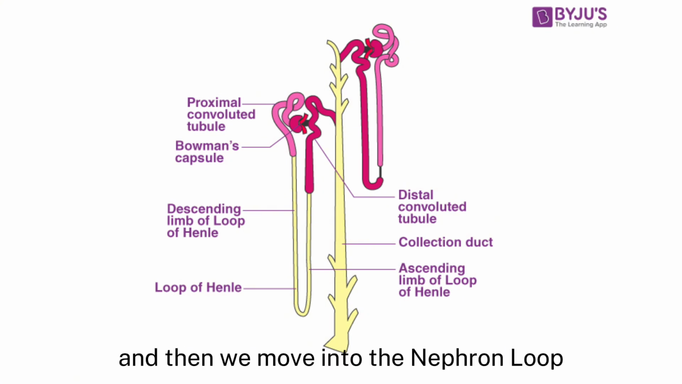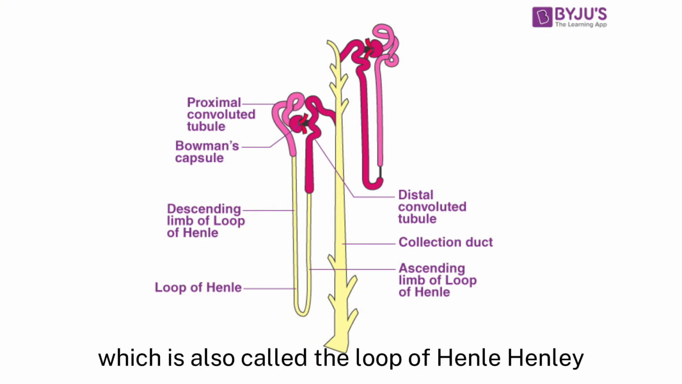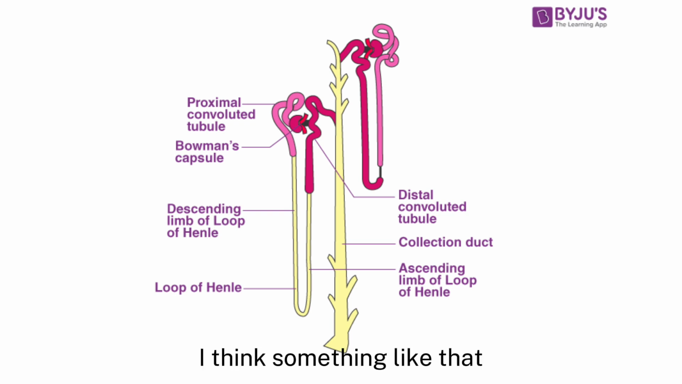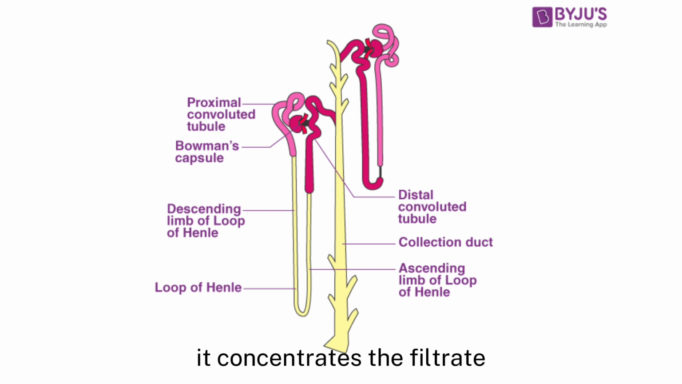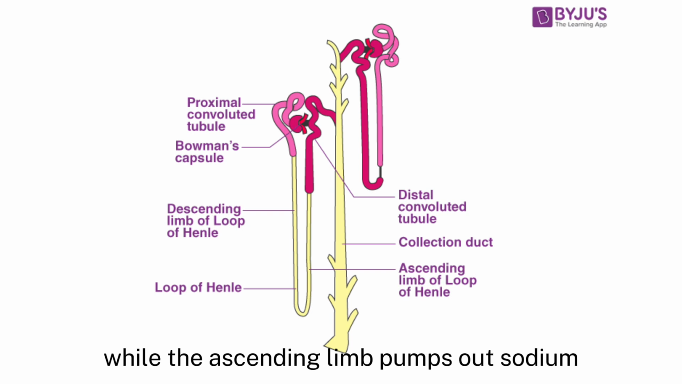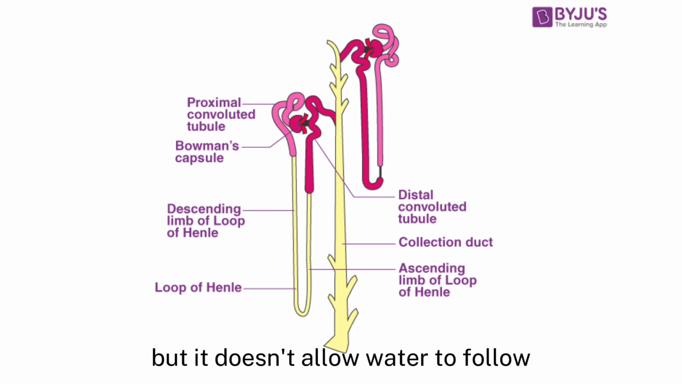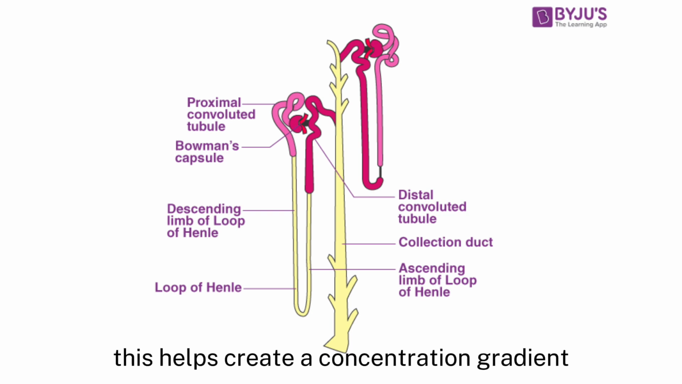And then we move into the nephron loop, which is also called the loop of Henle, I think, something like that. The descending limb lets water leave. It concentrates the filtrate, while the ascending limb pumps out sodium, but it doesn't allow water to follow. This helps create a concentration gradient in the kidney.